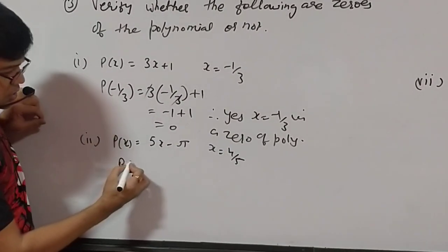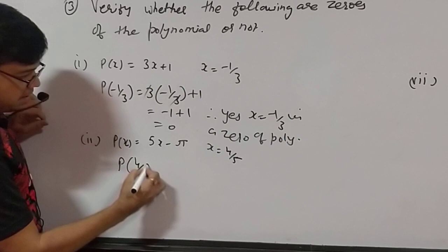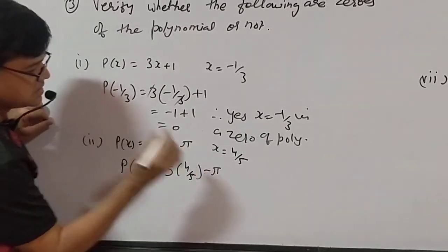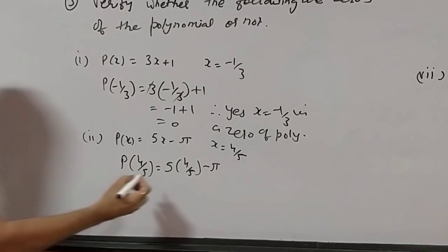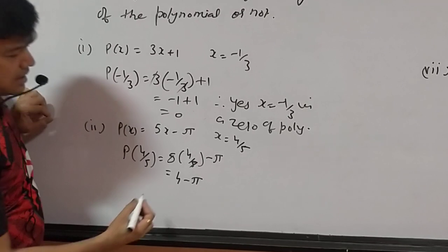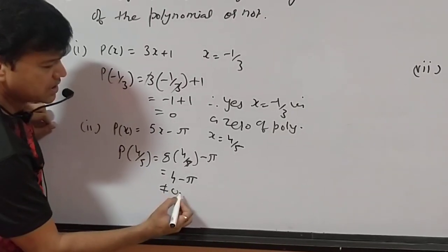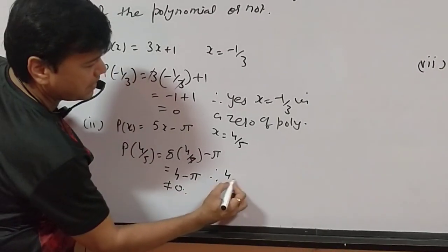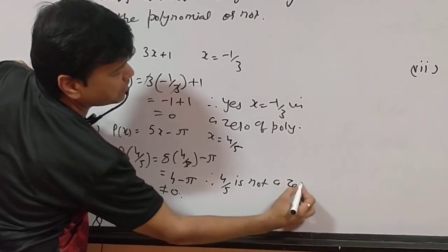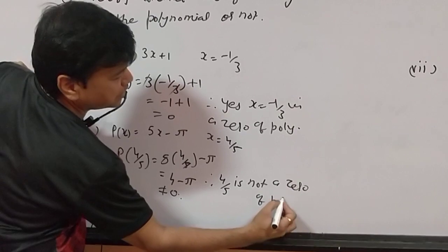So in place of x write 4 by 5. 5 into 4 by 5 minus 5. 5 cancel. 4 minus 5 is not equal to 0. Therefore, 4 by 5 is not a zero of the polynomial.